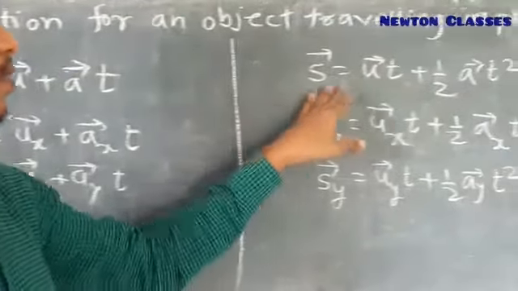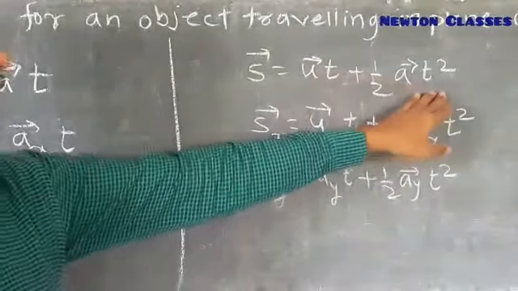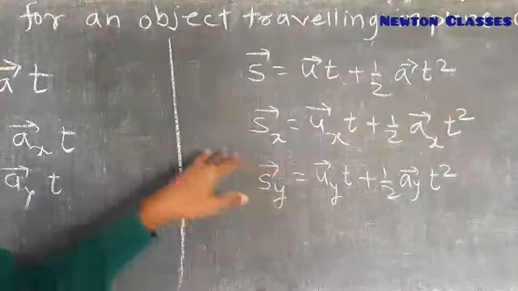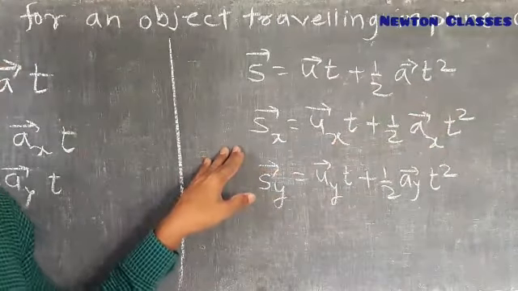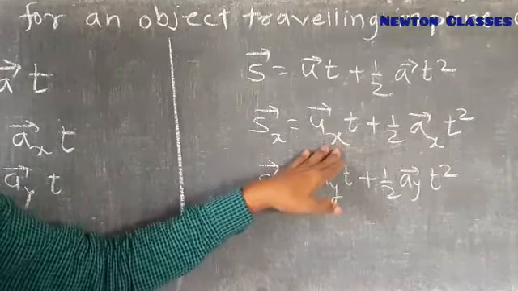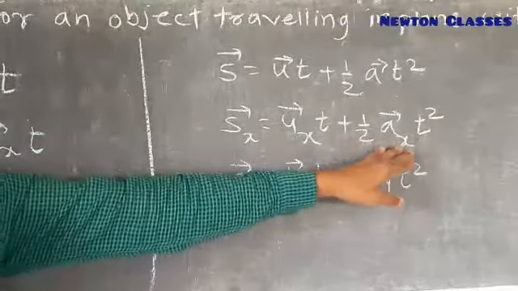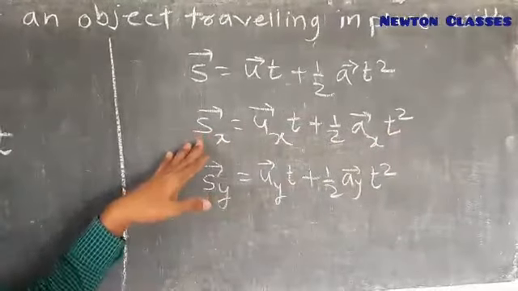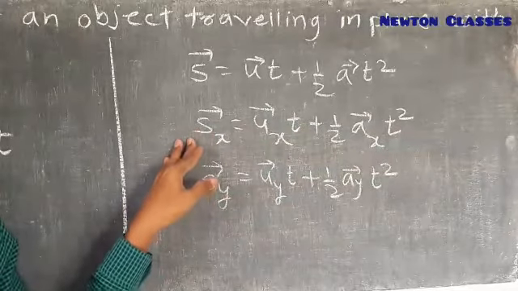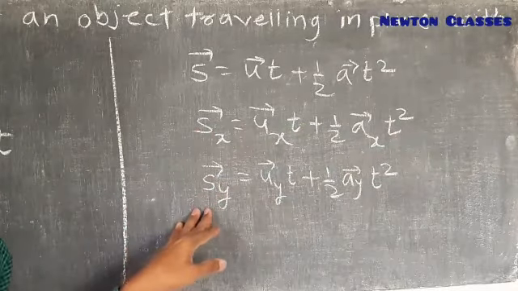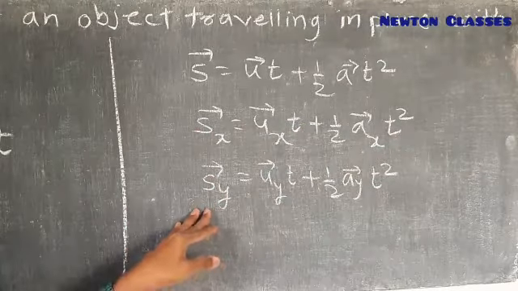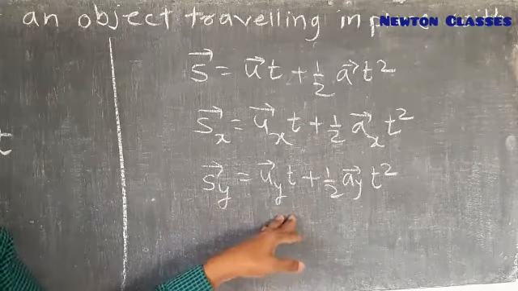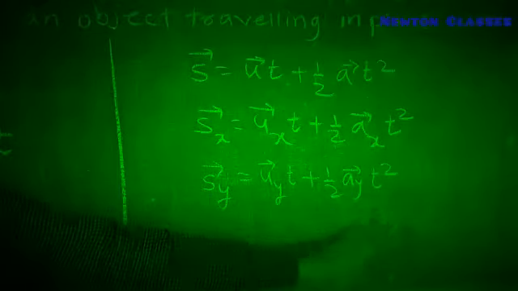Similarly, s bar is equal to u bar t plus half a bar t square, resolved into two components. Along x axis, it can be written as sx bar is equal to ux bar t plus half ax bar t square, which means displacement of the particle along x axis, and displacement of particle along y axis, that is sy bar is equal to uy bar t plus half ay bar t square.